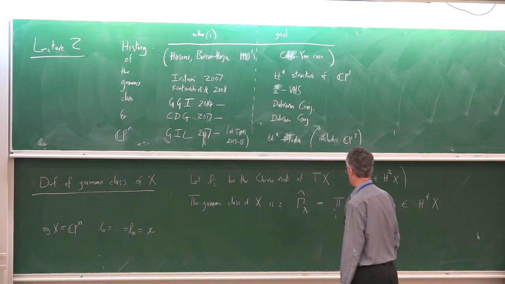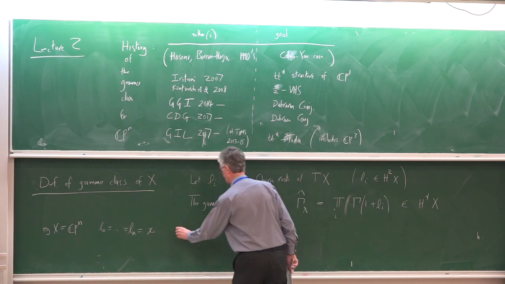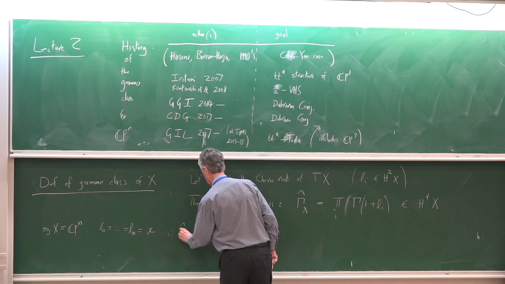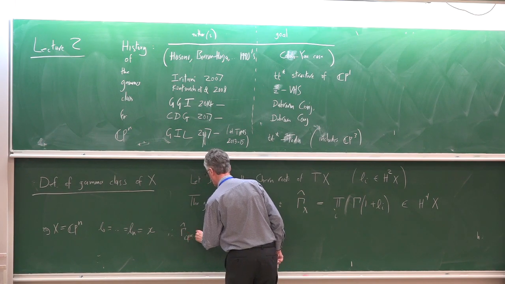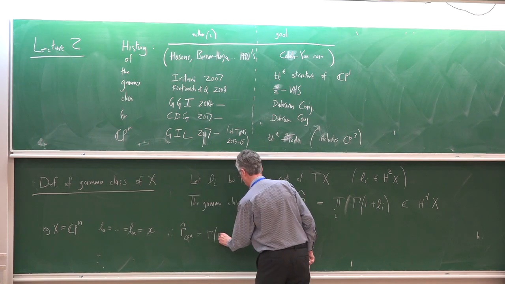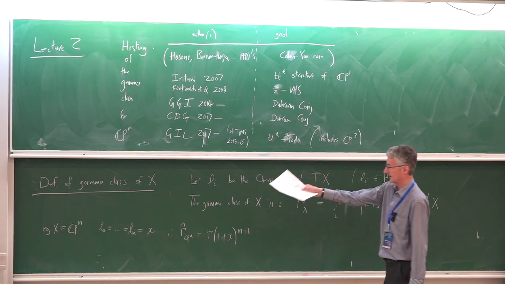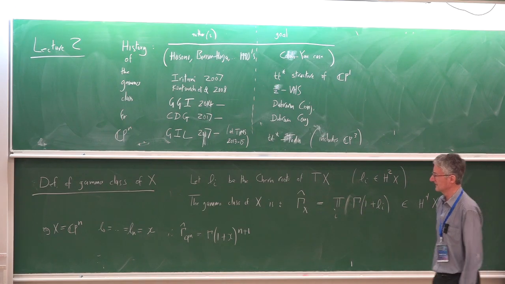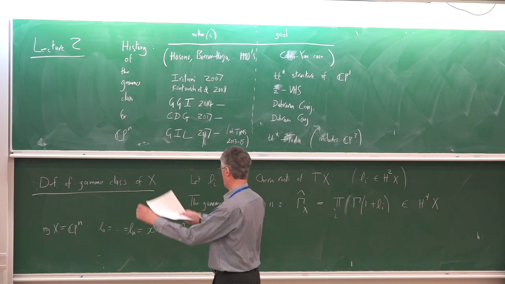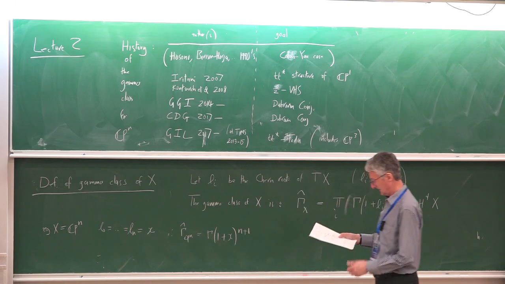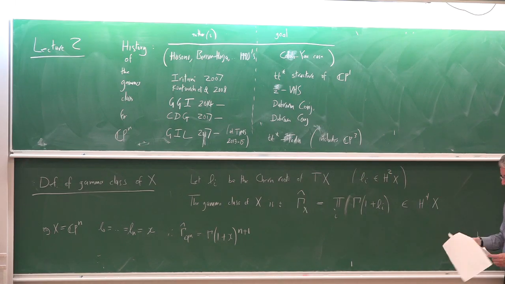So therefore, the gamma class is gamma of 1 plus x to the power n plus 1. Yes, that's correct, that's what I wrote. So that's the definition of the gamma class.